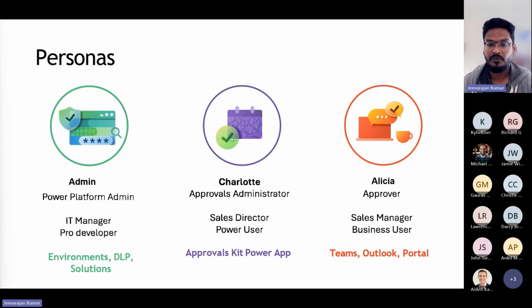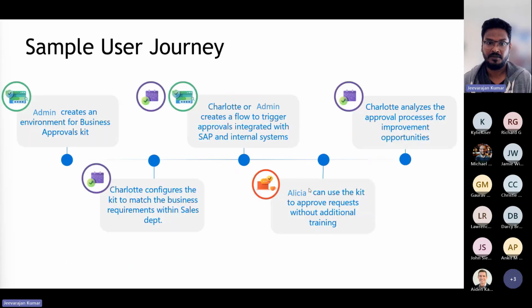And once she creates the approval kit, because she knows the business as a super user, and she also knows how to use the approvals kit, she will be able to create as much as possible as per the business requirement. And the other person, Alicia, is going to be, let's say, a sales manager or region manager who is going to approve it. She can just approve it in Teams or Outlook, because it's going to use a standard approvals architecture behind the scenes. And yes, this is the user journey that we're going to see today.